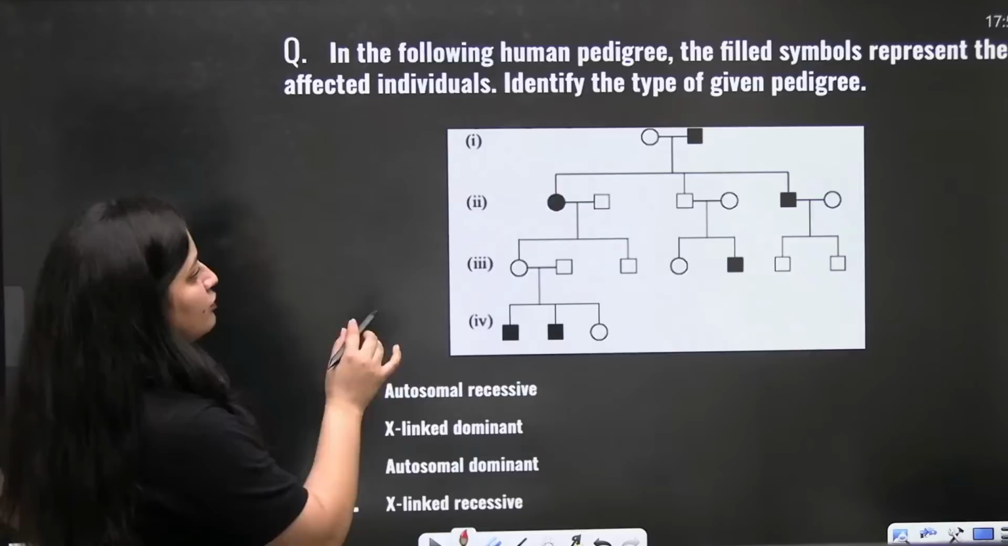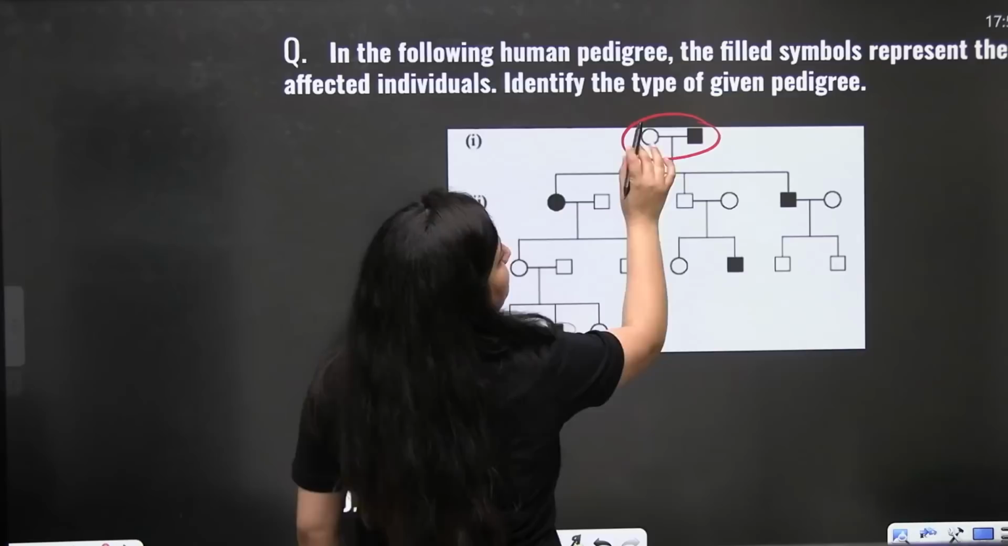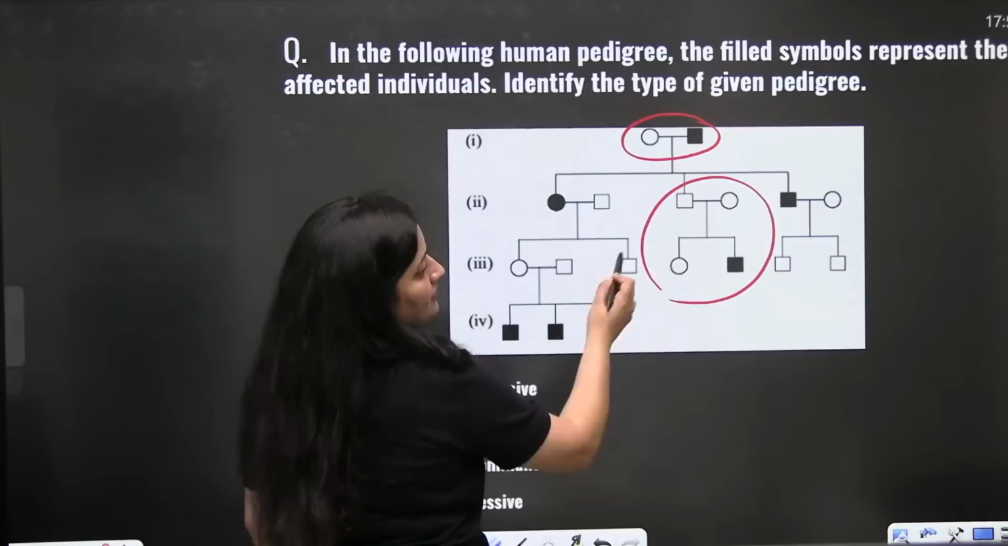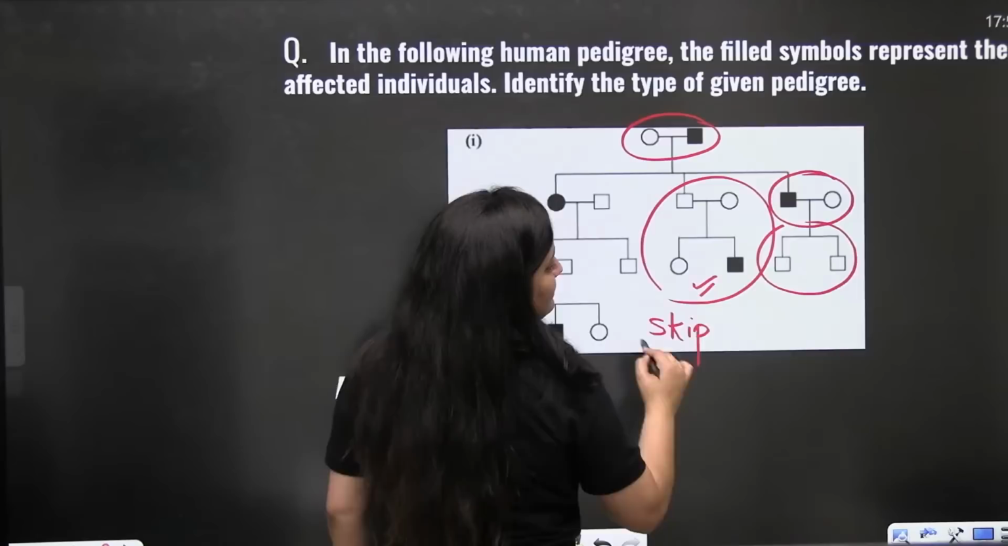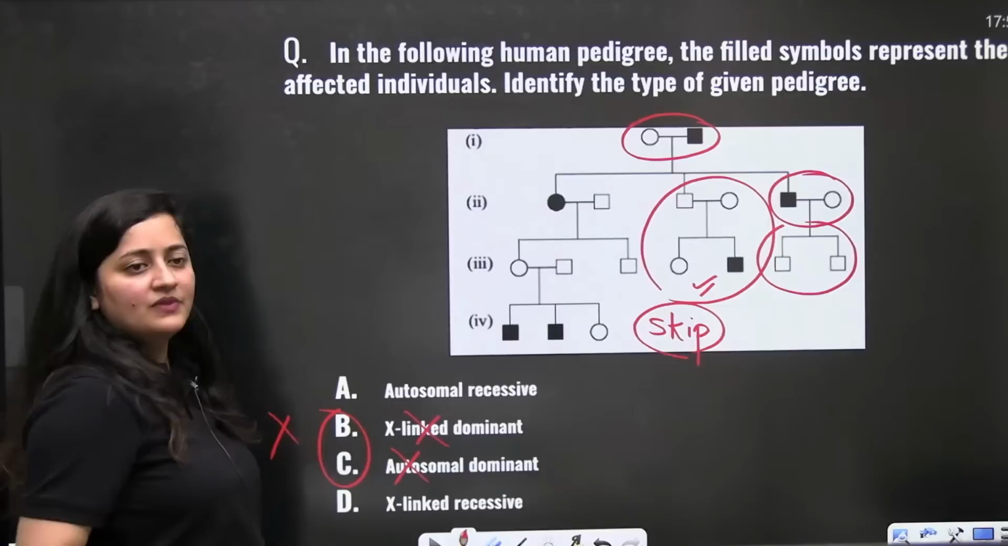First of all, you have to check whether it is dominant or recessive. Just look at this pedigree chart. See, parents have the disease, and in the next generation they have the character. But look at this particular part: parents are normal, and the next generation is showing the character. Here, parents have the character, and the next generation is not showing it. Generation is skipped. So definitely, it is not dominant. Cancel B and C. Eliminate these two options.